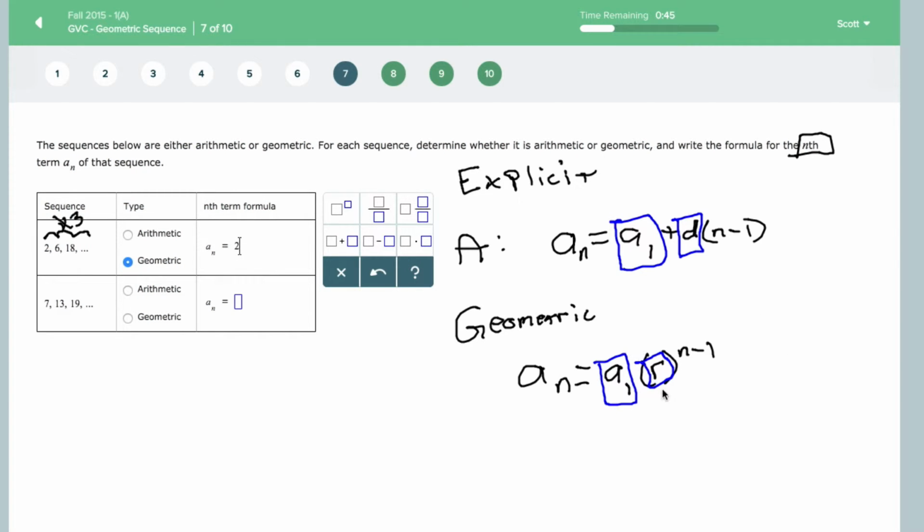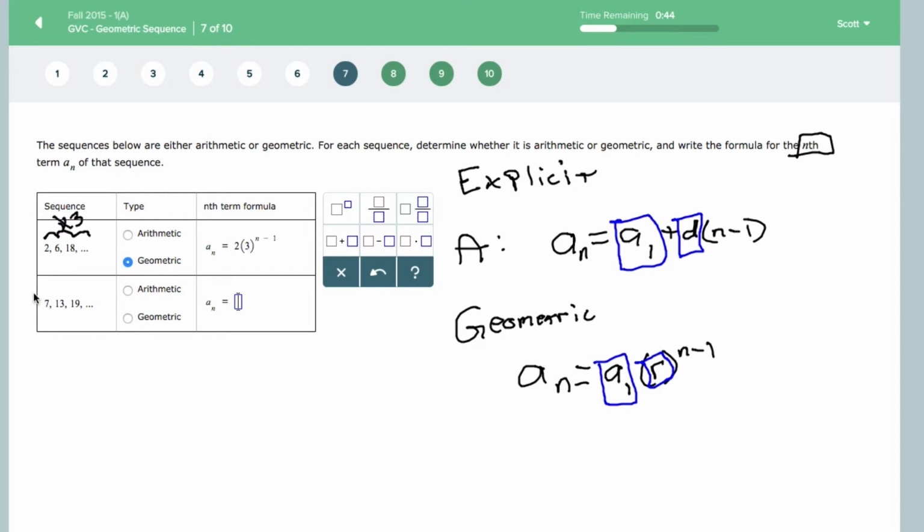Next, I have parentheses. So I'm going to put in the parentheses. And then I have my common ratio. What is my common ratio? It's 3 times 3, right? End parentheses. Now I'm going to put in an exponent. And what's my exponent? There's no box around it. I'm finding the nth term, so I just plug in n for that, n. So I just leave n minus 1. Okay, let's try the next one.